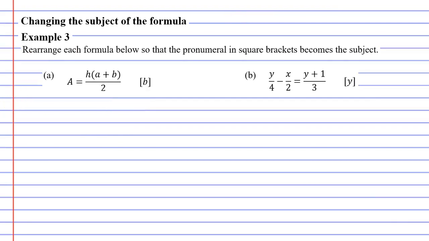So let's get right into question A. You'll notice that we're told to rearrange each formula so that the pronumeral in square brackets becomes the subject. So for question A, we want to make B the subject. So how are we going to do that? Well, you'll notice that we've got 2 terms.